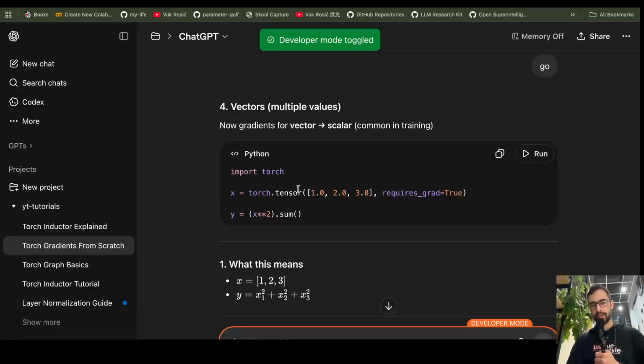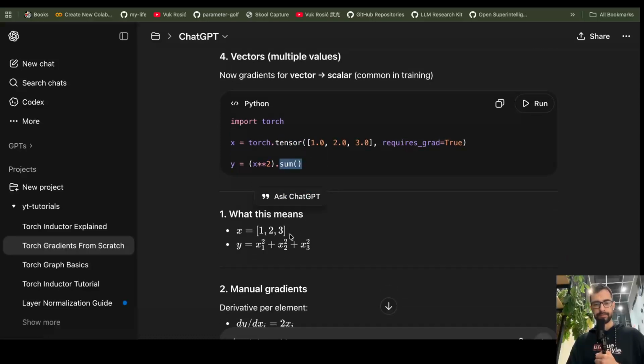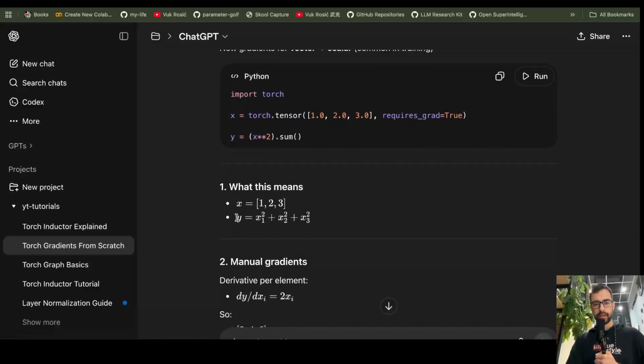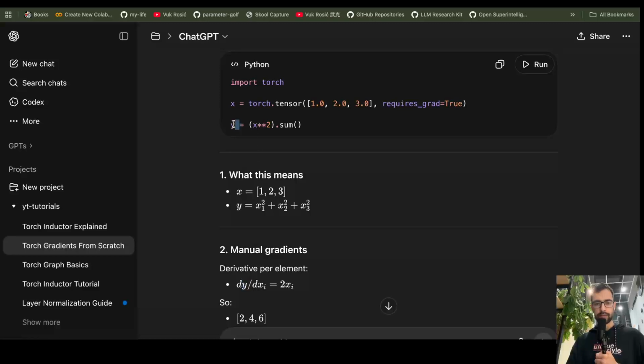In training we usually have vectors and not scalars. So let's say we have a vector x, and y is x squared dot sum. We have two functions here, squaring and sum. This means we square each of these elements and then add them up. Let's see some manual gradients, the derivative per element. How does y change for each of these individually? How does y change when the first element changes? How does y change when the second element changes, etc.?